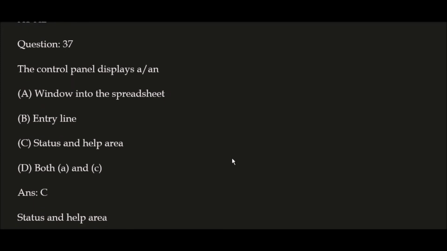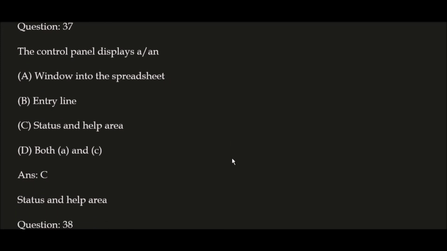Next question. The control panel displays option A, windows into the spreadsheet, option B, entry line, option C, status and help area, option D, both A and C. Correct answer here is option C, status and help area. The control panel displays a status and a help area.